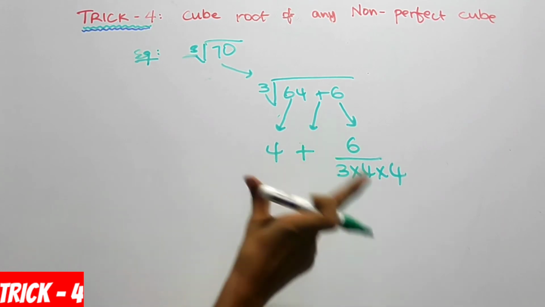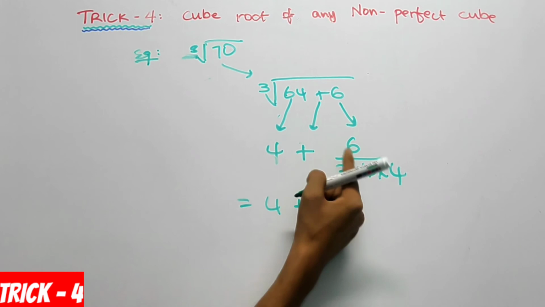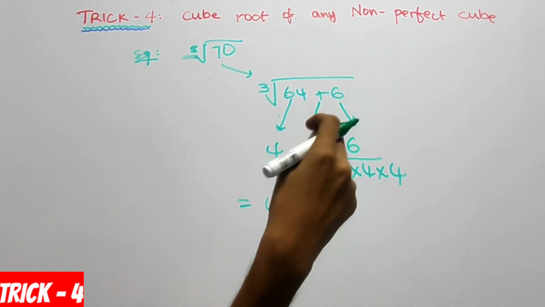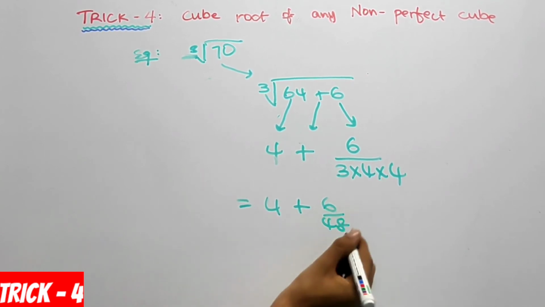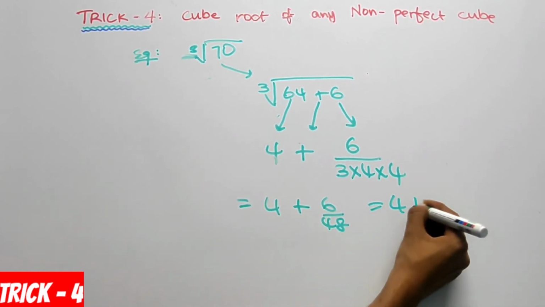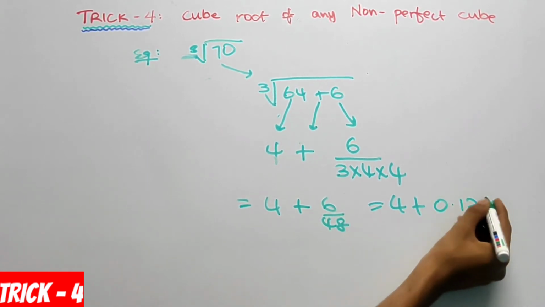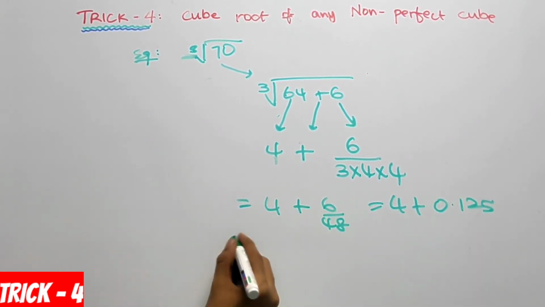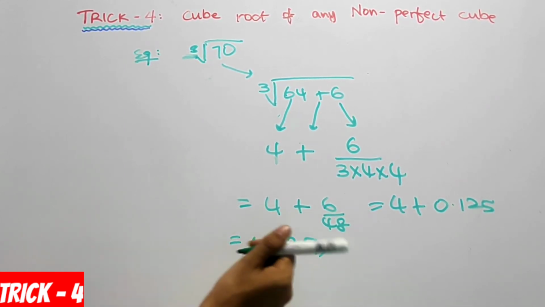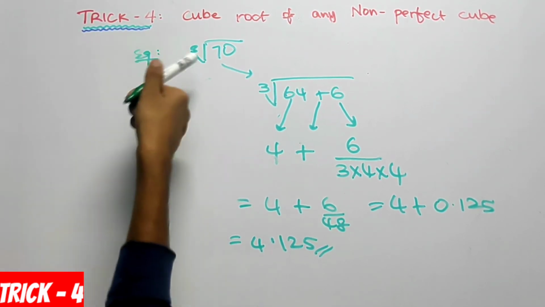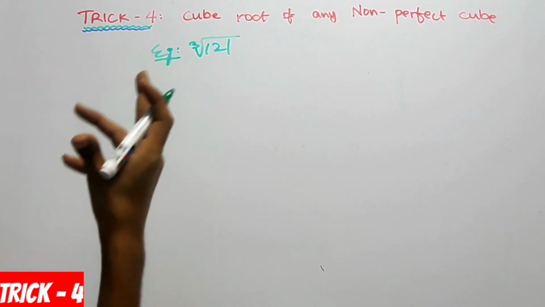Now solving this gives us 4 plus 6 divided by 3 into 4 into 4, which is 3 into 4, which is 12, 12 into 4, which is 48. So 6 by 48. Solving this, 6 divided by 48 is 0.125. Now 4 plus 0.125 gives us 4.125. This is the approximate value upon taking the cube root of this non-perfect cube, 70. So 4.125 is the approximate value.